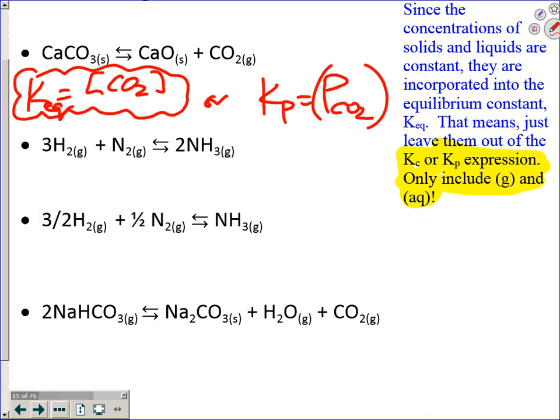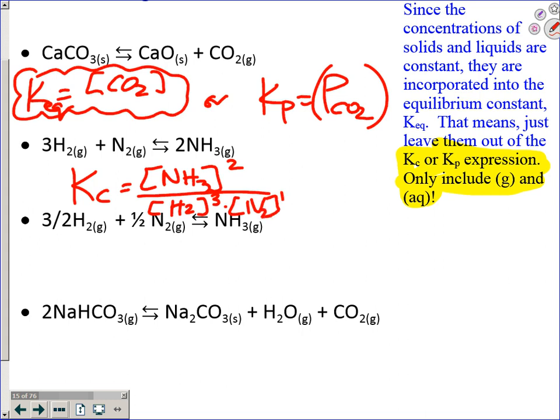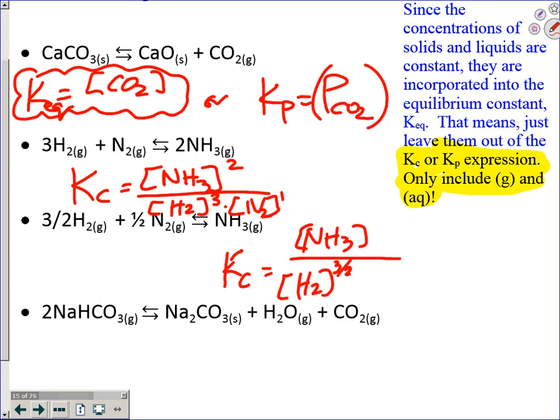Next one, let's do Kc is equal to bracket NH3 to the second power divided by bracket H2 to the third times N2 to the first. Good. Next. Kc is equal to NH3 over H2 to the 3/2 power, right? times N2 to the 1/2, also known as square root, right? Okay, you could put square root.